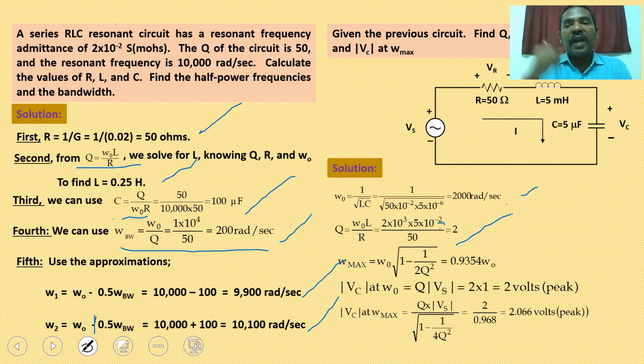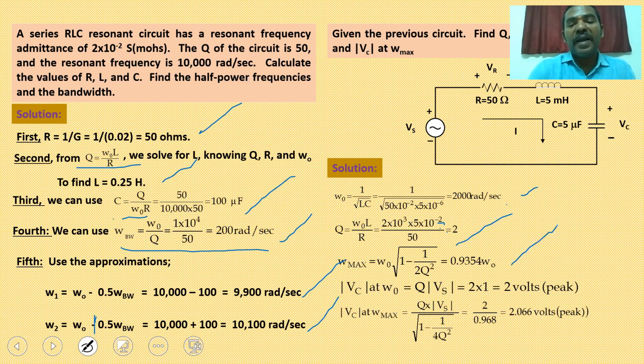So there you calculated the Q value with respect to omega by omega naught and omega naught by omega. You substituted one equation. From that relation you are getting a maximum value of omega. So by substituting omega naught is equal to 2000 and Q is equal to 2, we are getting the value 0.9354 into 2000. So that is the omega value.